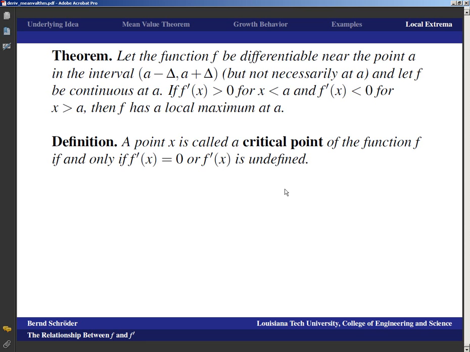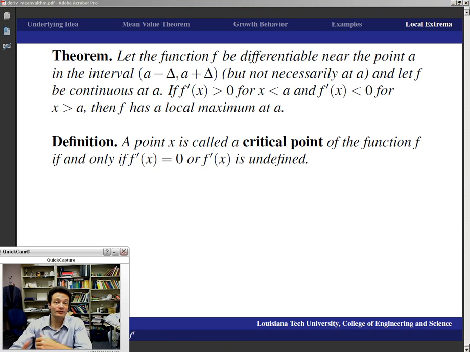These kinds of critical points will stay with us in our investigation of derivatives. And basically, we will always find them by finding zeros and where the derivative is undefined. And then we're either doing a sign analysis, like in this theorem, to determine where the function has its local maxima or its local minima.